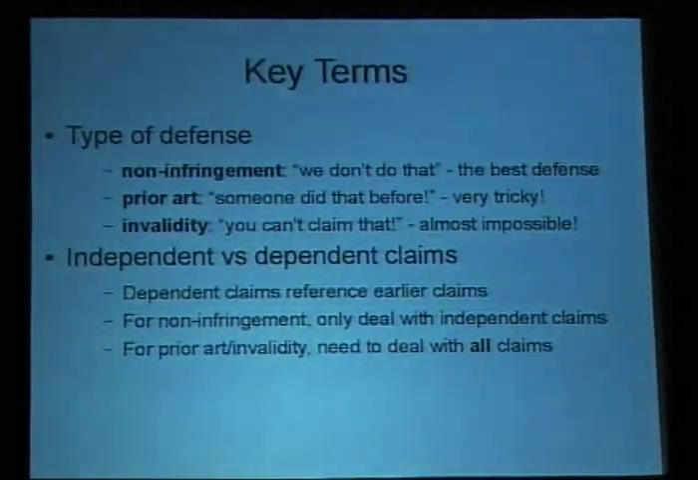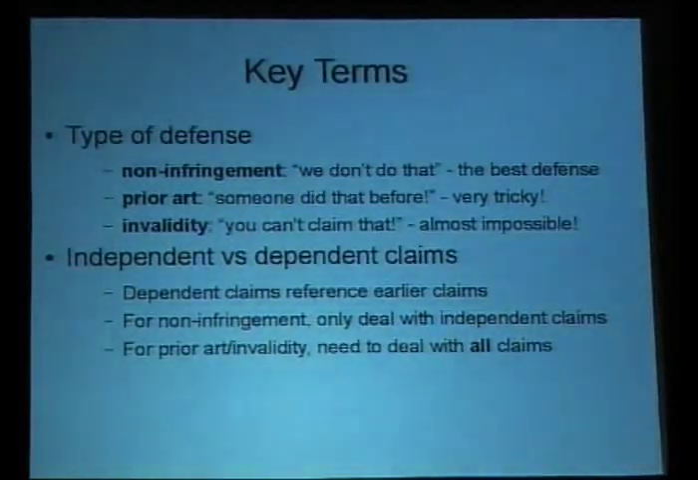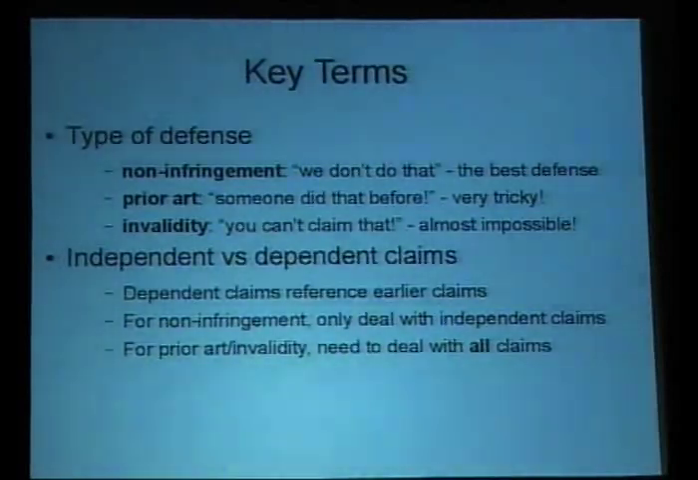Yep? If you manage to disprove an independent claim, does that automatically disprove all the dependent claims, or do you then... You don't disprove claims. The question was, for lack of a better word, if you manage to disprove an independent claim, does that automatically disprove all the dependent claims? It's not about disproving a claim. It's a matter of having an argument, for a non-infringement defense, that you don't do the independent claim, and then automatically you cannot do the dependent claim.